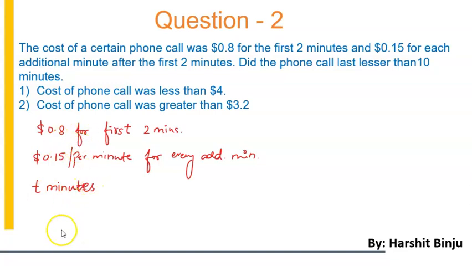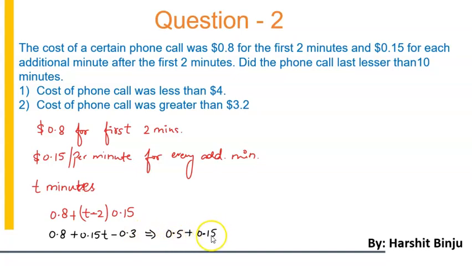So for the first two, he will have to pay 0.8, which means he is now left with T minus 2 minutes, and for every minute, he is supposed to pay 0.15. So we can say that the overall cost in terms of T will be equal to 0.8 plus 0.15 T minus 0.3, which will simply be equal to 0.5 plus 0.15 T.